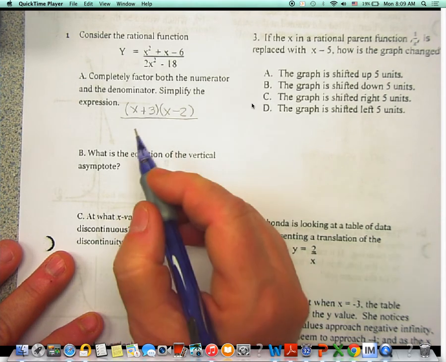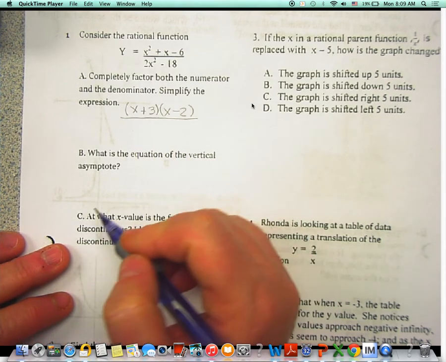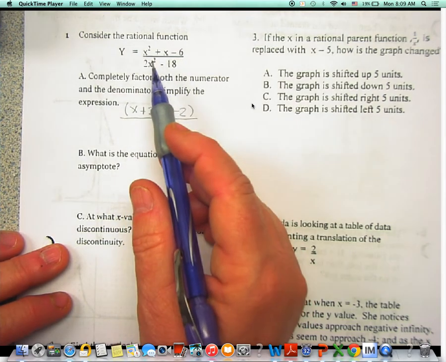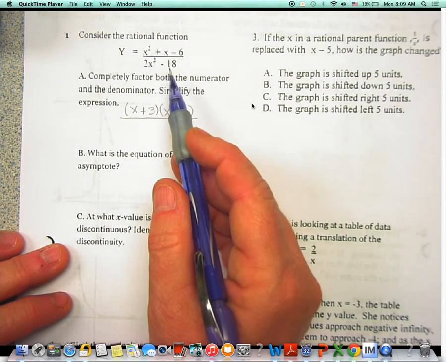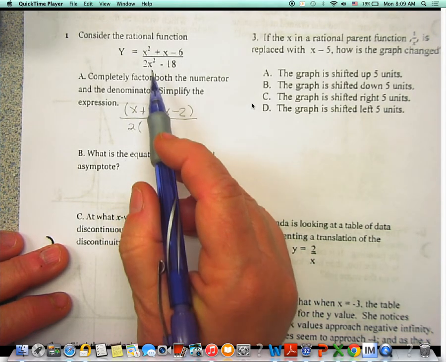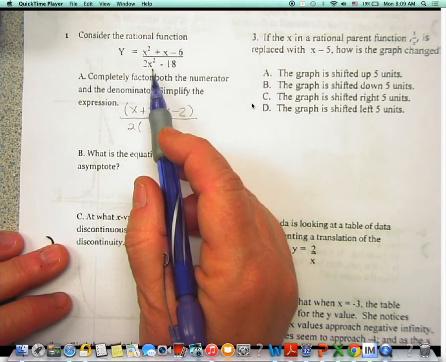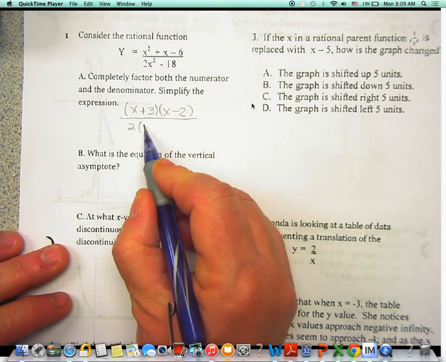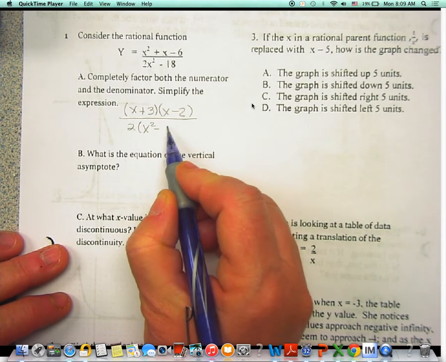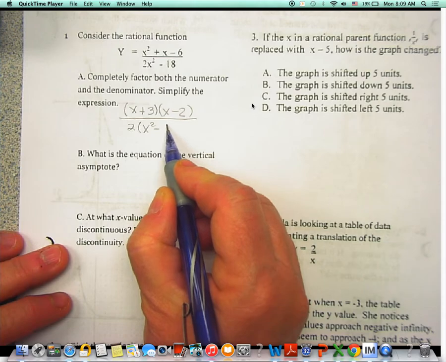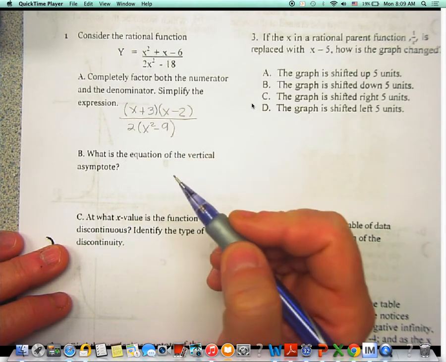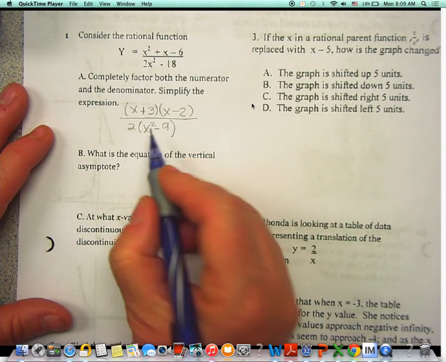Okay, and then on the bottom, this is a little trickier. What can you take out of the bottom? What's common in both of those? A 2. Okay, so we'll have 2 parentheses. Then what would be 2 times what would give you 2x squared? X squared. Okay, minus 2 times what gives you 18? 9. Okay, now can you factor x squared minus 9? Yeah. Okay. What would it factor to?